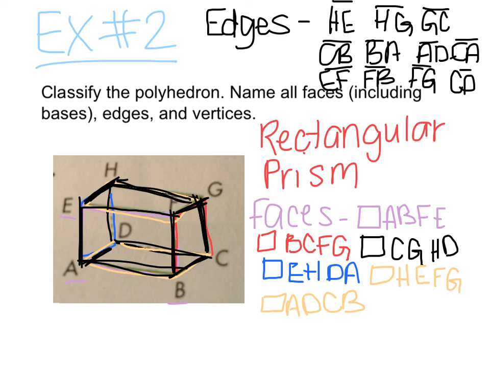And our last thing is the vertices, which are the points. So we have A, B, C, D, E, F, G, H.